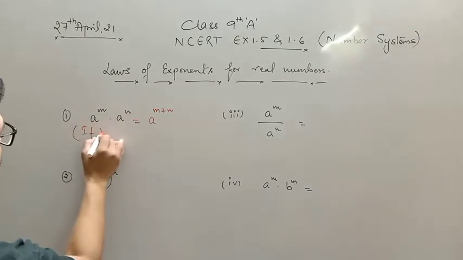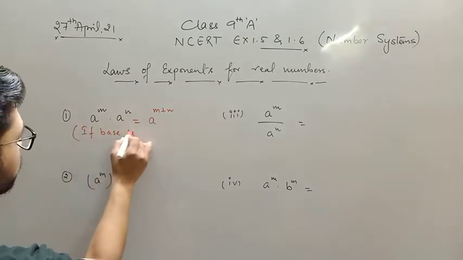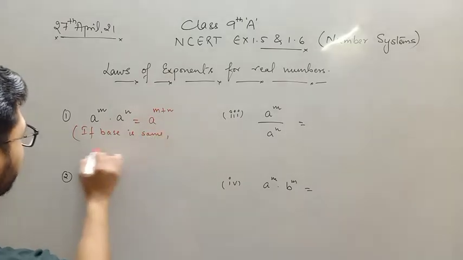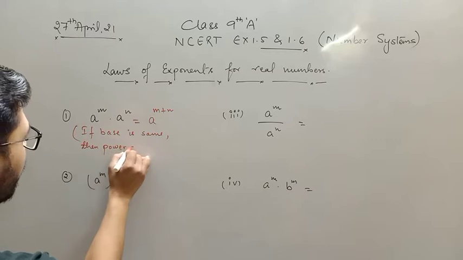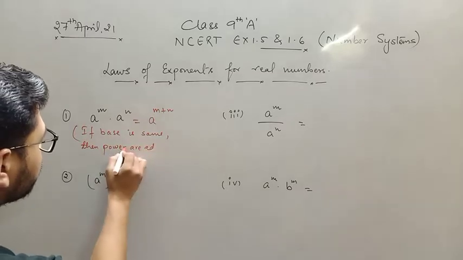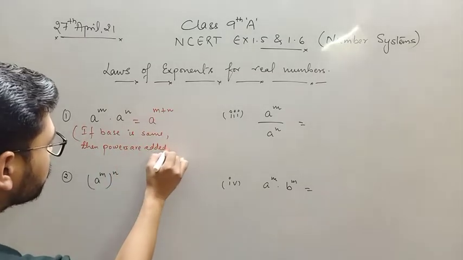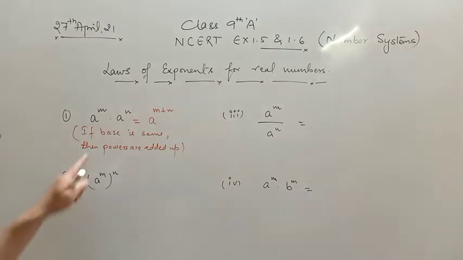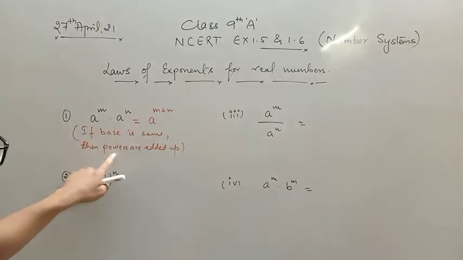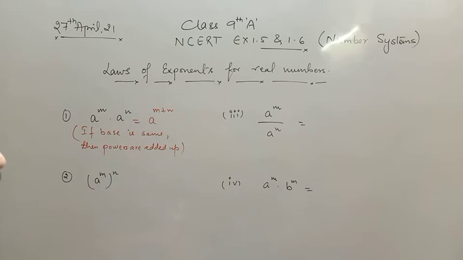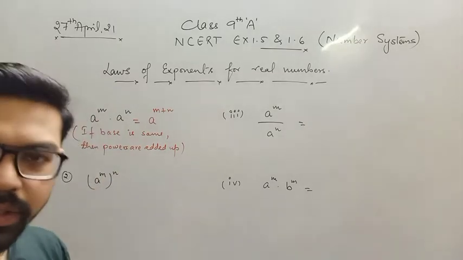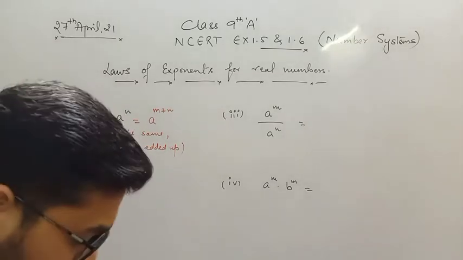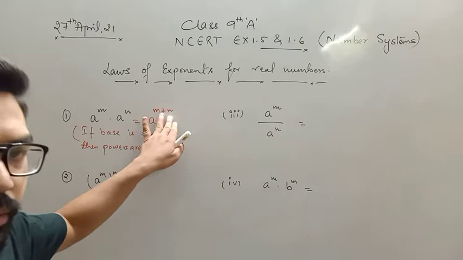If base is same, then powers are added up. As you saw, the base is same, so you just added the powers. So a to the power m plus n. So a to the power m into a to the power n can be represented in this form, a to the power m plus n. I hope this is clear to you all.